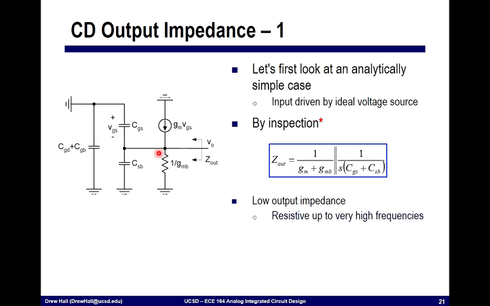So the output impedance we see looking into this device is these parallel transconductors and these two parallel capacitors. The nice part about this stage is that this 1 over GM term dominates, and so it's very low output impedance up to very high frequencies. So we'll talk about the benefits and the use cases of this type of stage in just a few slides.